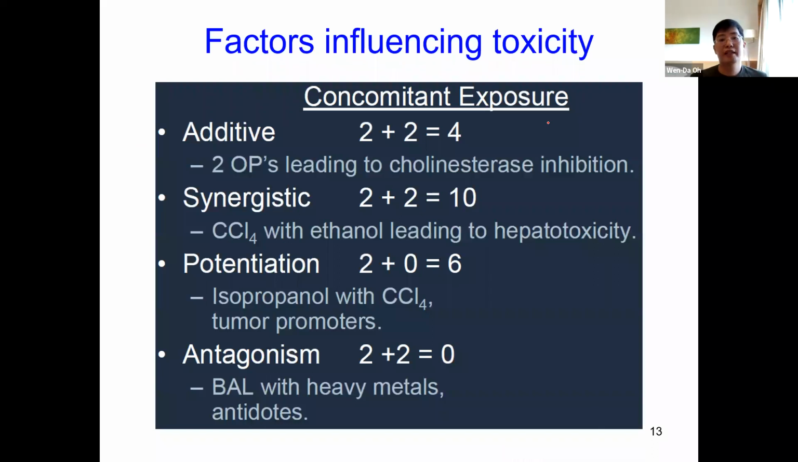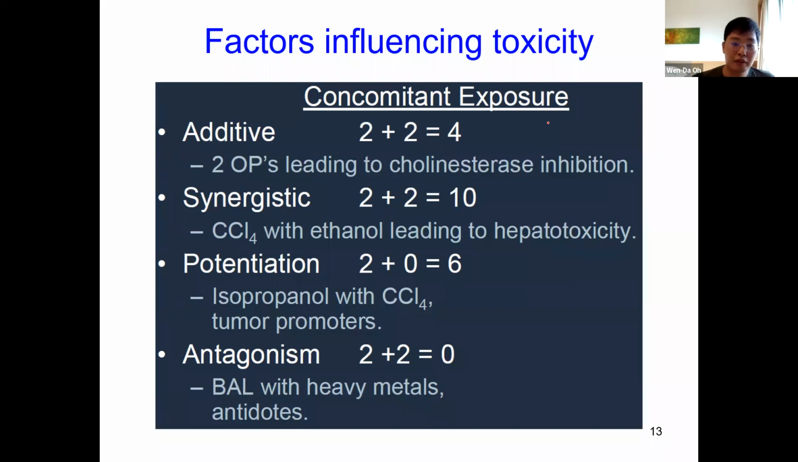Okay, so these are the factors that influence the toxicity. One, we have this additive, whereby we have 2 + 2 = 4. For example, 2 organophosphorus leading to cholinesterase inhibition. This one, we're actually talking about how these 2 different chemicals, when they interact together, have an additive effect, right? So the other one is synergistic.